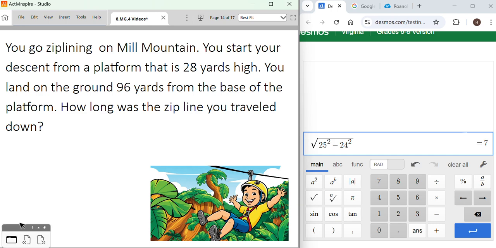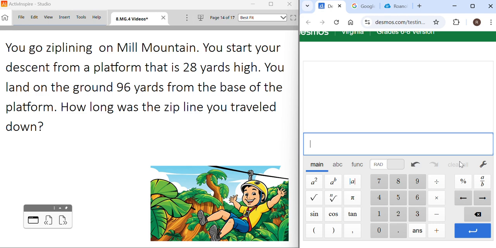This young person, or you maybe, are going ziplining on Mill Mountain. You start your descent from a platform that is 28 yards high. You land on the ground 26 yards from the base of the platform. How long was the zip line you traveled down?